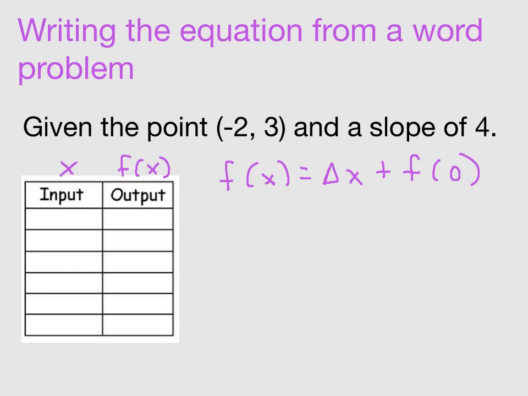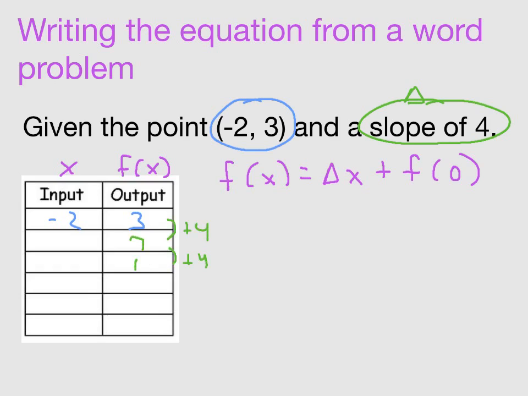Finally, we're going to write the equation from a word problem. Given the point negative 2, 3 and a slope of 4. This time I need to create my own table. So I'm going to go ahead and start with what I was given. I have a negative 2 that goes with a 3. Notice here I have this slope of 4. Slope is my delta, or my change. So that means over here I want to add 4. And then I'll add 4 again, and so on until I run out of room.